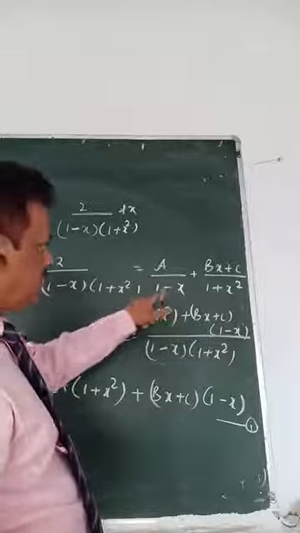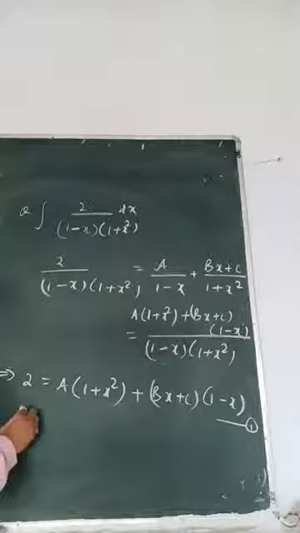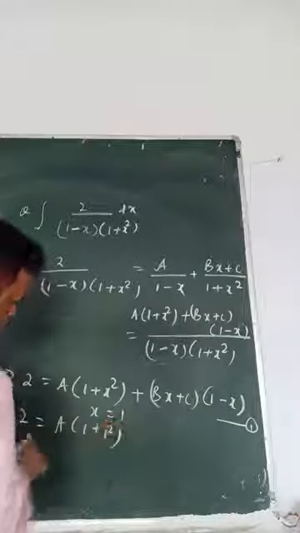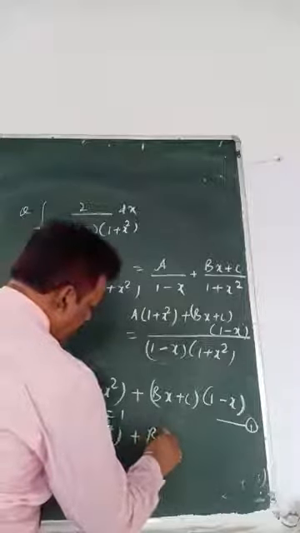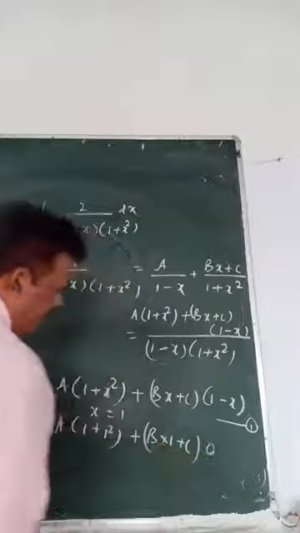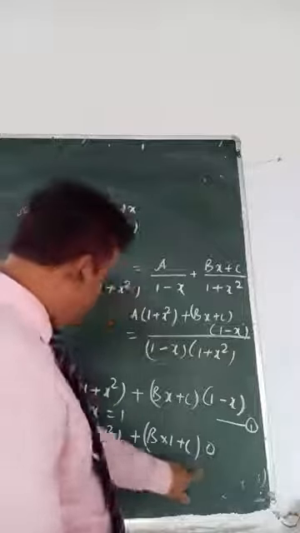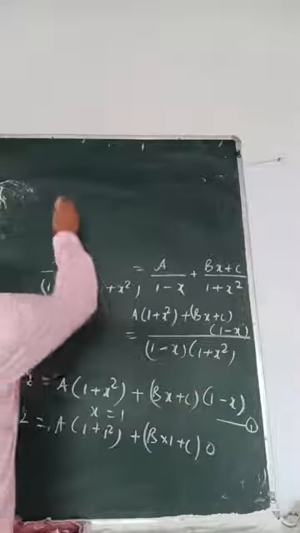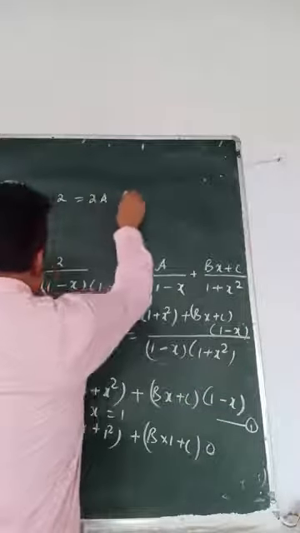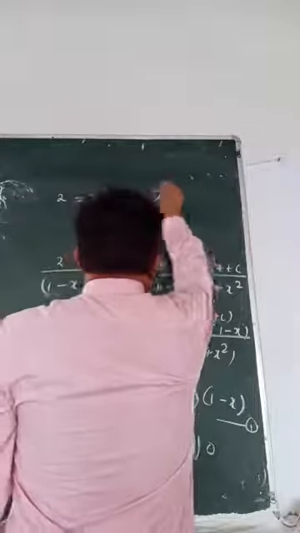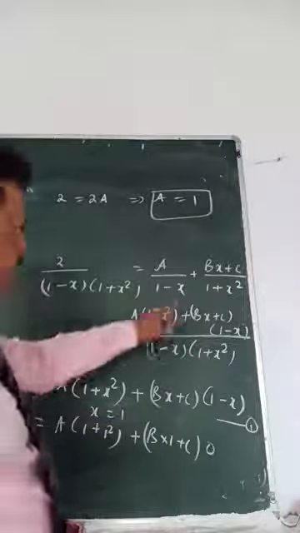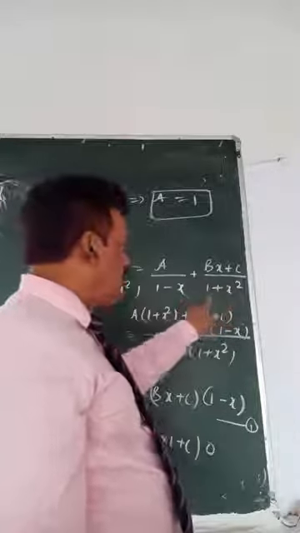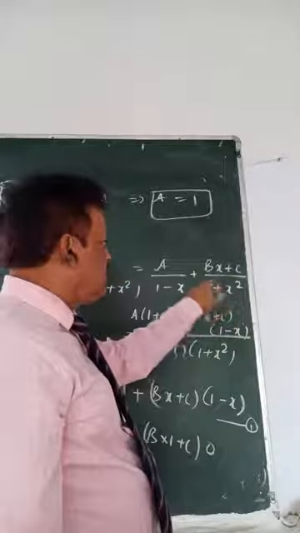Now put x is equal to 1. That means 2 equals a into 1 plus 1 square, plus b into 1 plus c whole into 0. That means this part became 0. So what did you get? 2 equals 2a implies a equals 1. First value you got. Now the problem is because it is square, this can never be 0. Whatever you may put here, this will not be 0. So when this is not 0, how to find b and c?